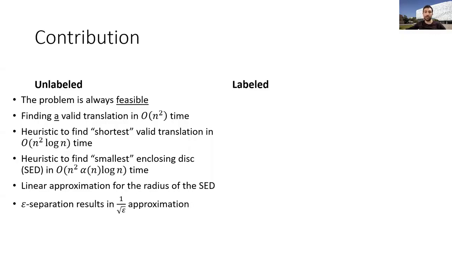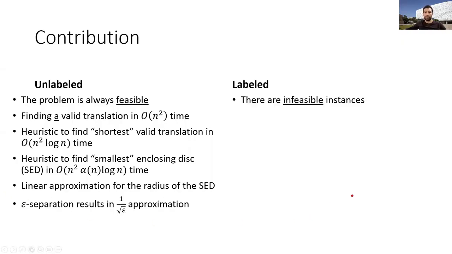Also, if we can guarantee a constant epsilon separation between the disks in each configuration, for example, every two star disks are far away from each other by at least epsilon, it results in a 1 over square root of epsilon approximation, which is very close to the optimal solution.